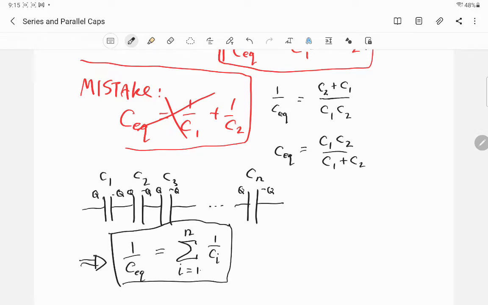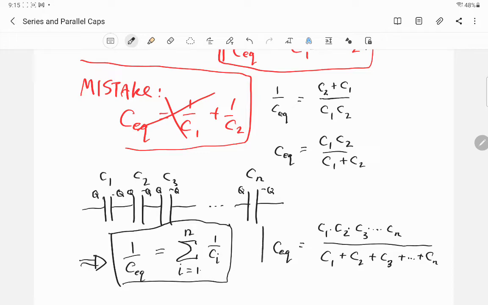And if you wanted, you could go through the motions and determine that the equivalent capacitance is the product C1, C2, C3, up to Cn. So it's the product of all these capacitances divided by the sum of all the capacitances. And this is just a common denominator thing. So here are some results you can use.